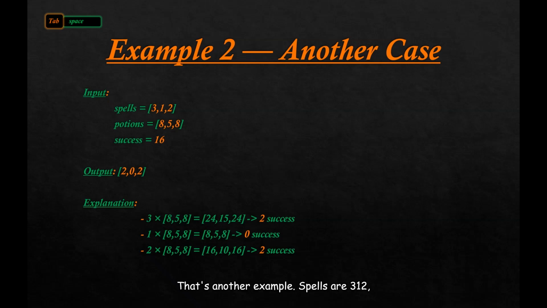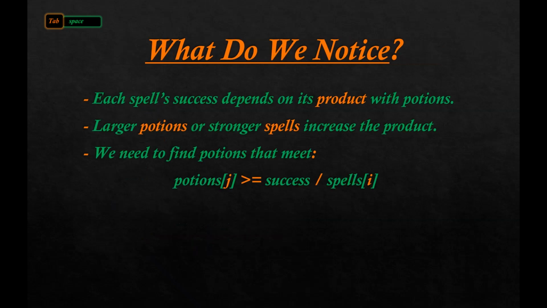Here's another example. Spells are 3, 1, 2, potions are 8, 5, 8 and success is 16. Spell 3 combines successfully with 2 potions. Spell 1 fails with all and spell 2 succeeds with 2. Therefore, our output is 2, 0, 2.